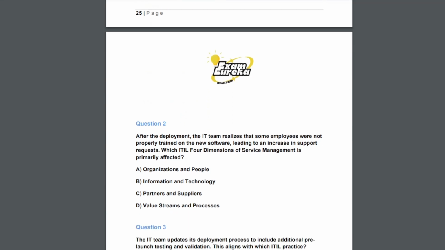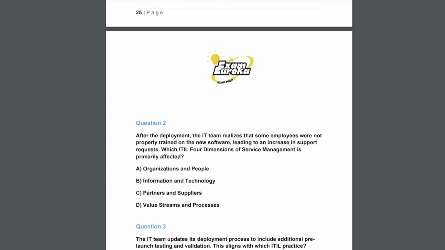Question 2. After the deployment, the IT team realizes that some employees were not properly trained on the new software, leading to an increase in support requests. Which ITIL 4 dimensions of service management is primarily affected? Is it organizations and people, information and technology, partners and suppliers, or value streams and processes?